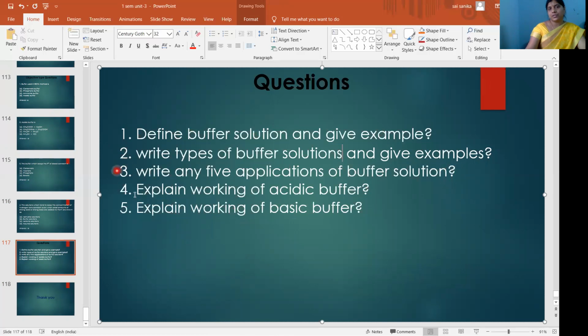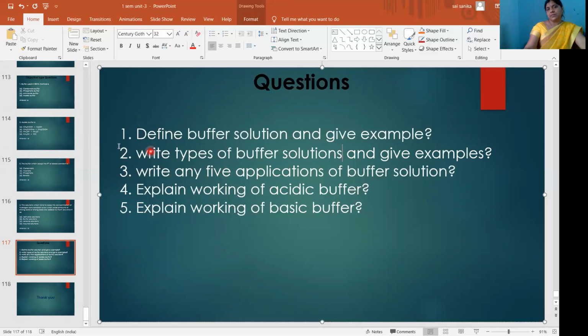So among these questions, the very frequently asked, very important, maximum repeated questions are: define buffer solution and give example, and write applications of buffer solution. This one you can get for 2, 3 marks, 1 mark or 5 marks. 5 applications, 5 marks. 3 applications for 3 marks. 2 applications, 1 mark. And define buffer solution and give example for 1 mark. And this working, 5 marks. And again types of buffer solutions for 3 marks.